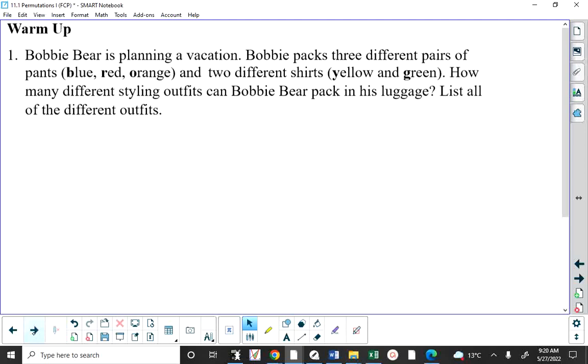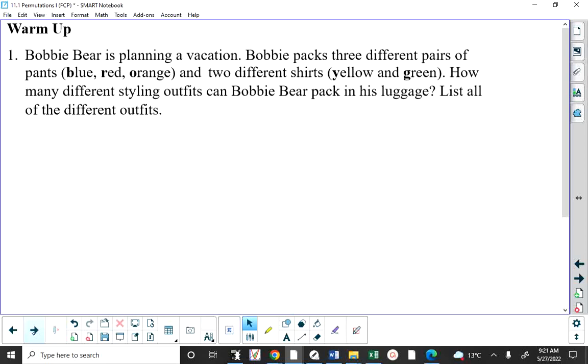So here's the warm-up. Bobby Bear is planning a vacation. I took this from a website that used to exist, which was animated and had sounds and was meant for little children to figure out how to count things. And I'm not using it in a dismissive way, I'm not looking down at you and saying you're like elementary children. I think it's a brilliant way to understand the fundamental counting principle. Of course, elementary kids don't call it that.